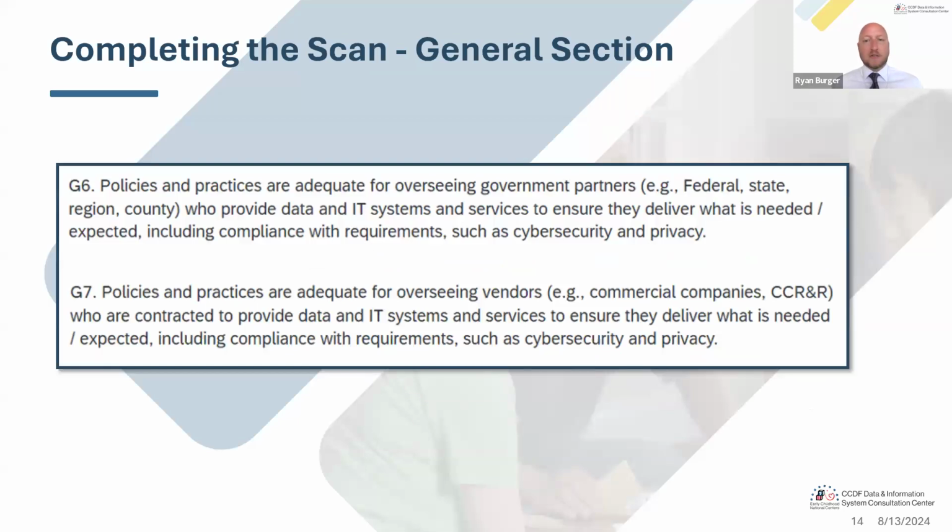So the scan includes several questions that are asking you whether your policies and practices are adequate to ensure your partners deliver what is necessary and expected, or if the people responsible for your data and IT systems have the skills required to support those systems. So these questions should be read in the context of your lead agency, read in the context of your public and private sector partners, and read in the context of the teams that support your data and IT systems, regardless of where they sit organizationally across IT planning and project management offices, procurement departments, or software development teams.